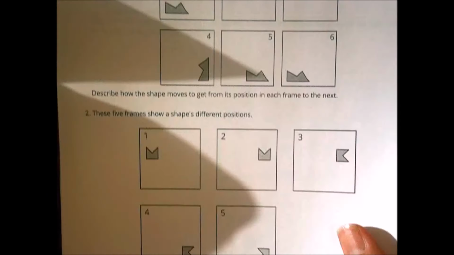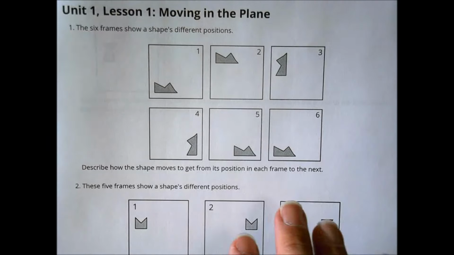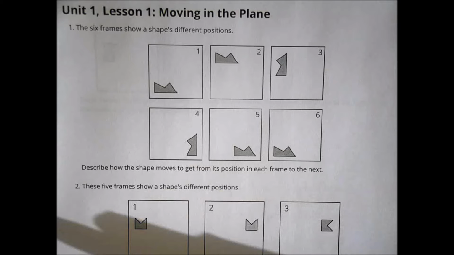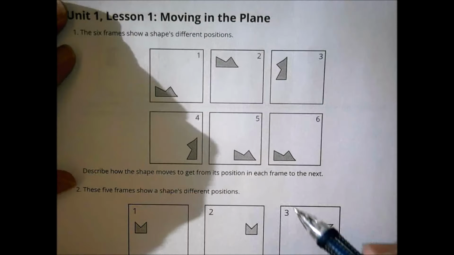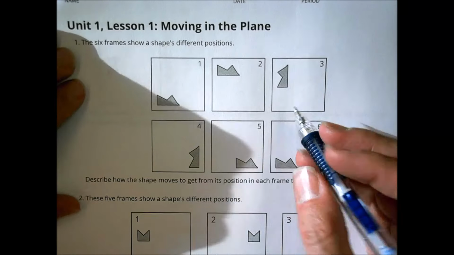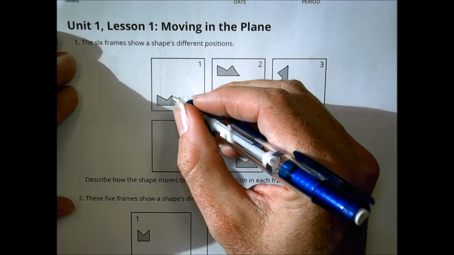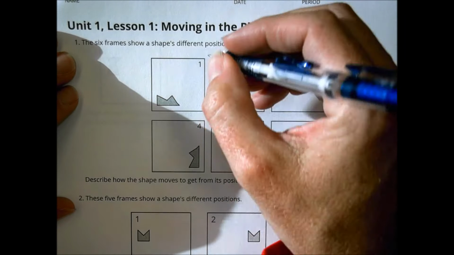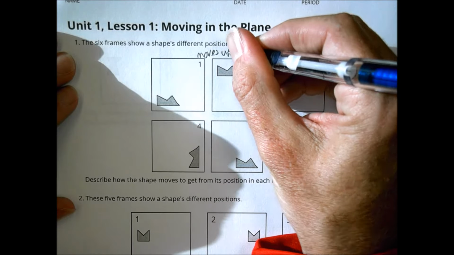Now taking a look at your homework assignment tonight, just a simple assignment on moving the shapes in the plane. We had a few problems here, and it said you had 6 shapes, and it wanted you to just describe how it moves from position to position for each one. To go from position 1 to position 2, we might say that it moves up.